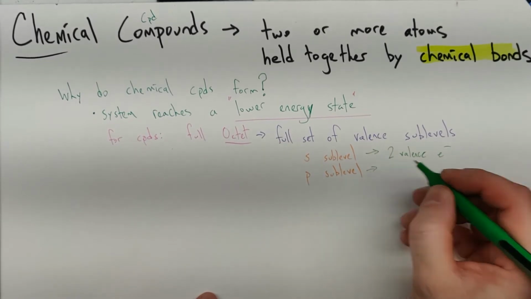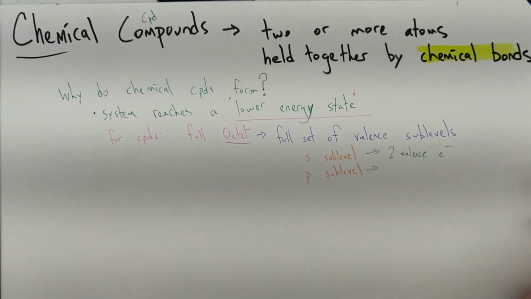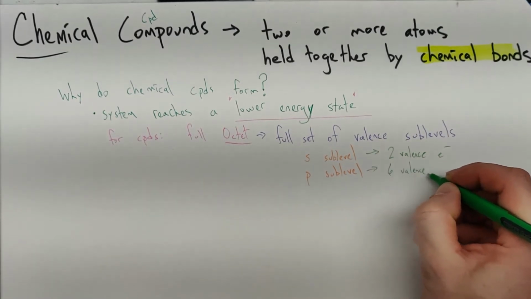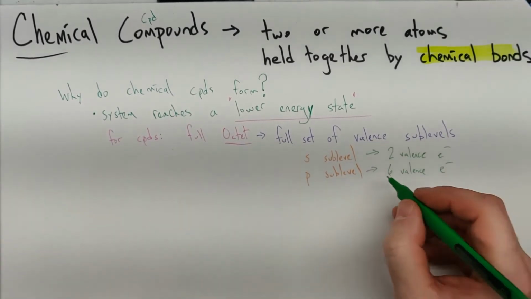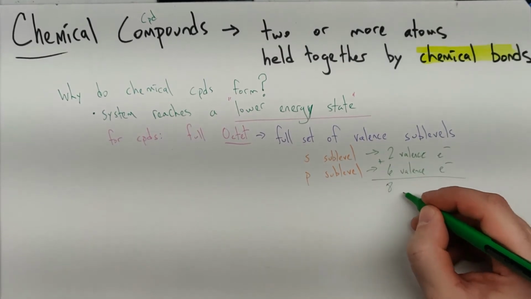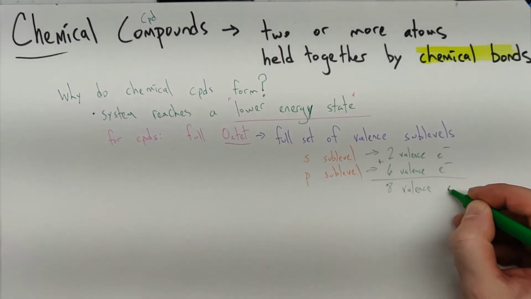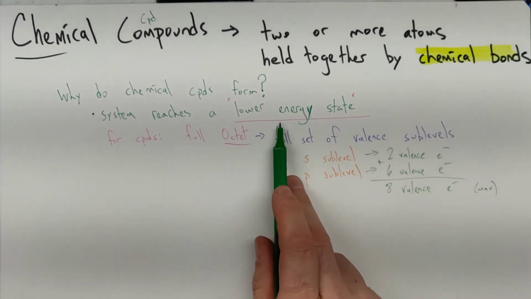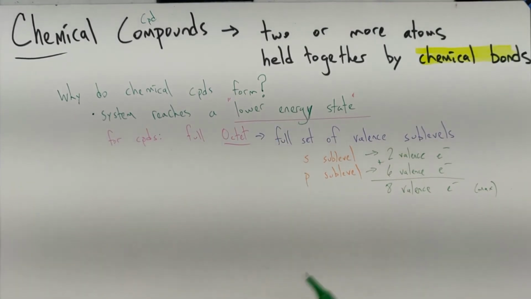And the P sublevel, you have 3 orbitals, 3 possible orientations in space for 6 valence electrons. And that gives us, when we add it up, a total of 8 valence electrons. And that is the maximum number, all right? And so when we're talking about a lower energy state, in general, we're talking about 8 valence electrons.